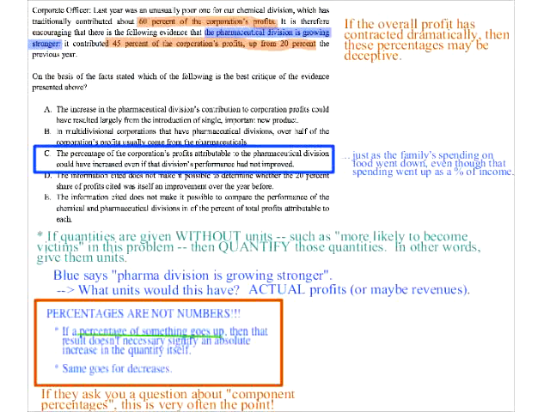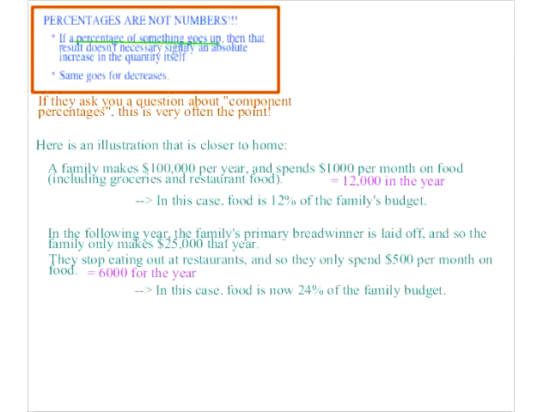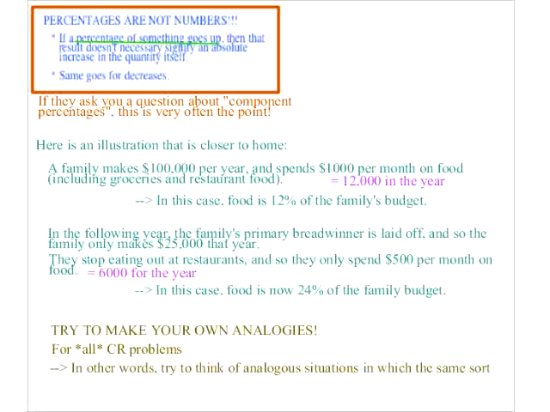So there you go. We'll come back to other answer choices in a second, especially answer choice E, which a lot of people picked. But the other point that I want to make is that you should try to make your own analogies for all critical reasoning problems. In other words, try to think of analogous situations in which the same sort of phenomenon occurs, but in which the objective subject matter is different.